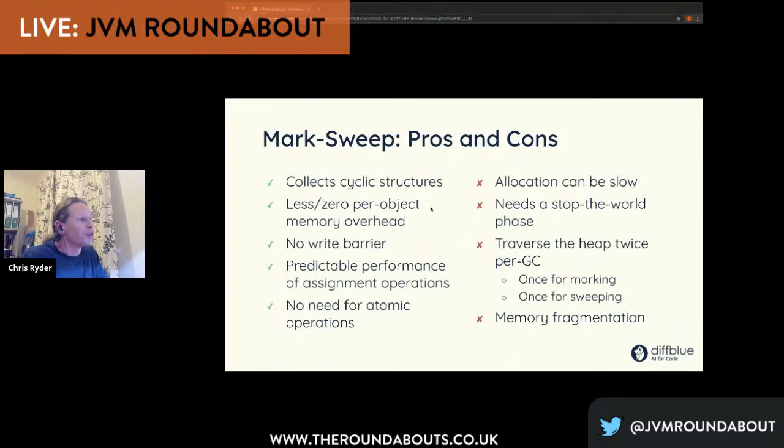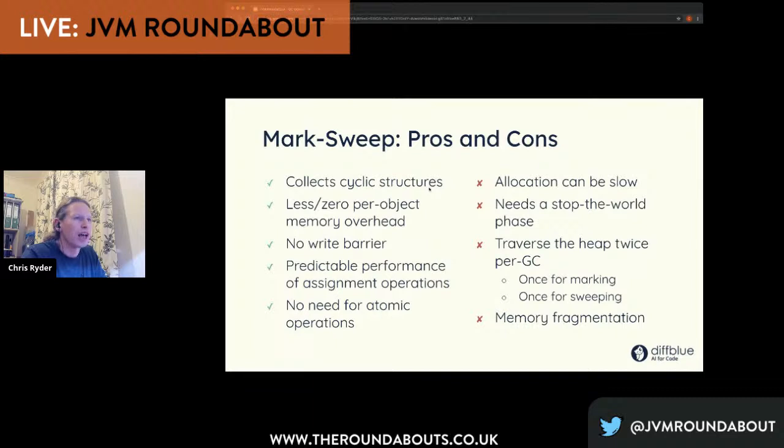So the pros and cons of mark sweep. On the good side, you can collect cyclic structures because you're doing a tree walk and a trace, and you'll always reach everything that's alive. If it's not reachable, you won't reach it. You pretty much have zero per-object memory overhead. You don't need a write barrier. The performance is fairly predictable, and you don't need atomic operations.